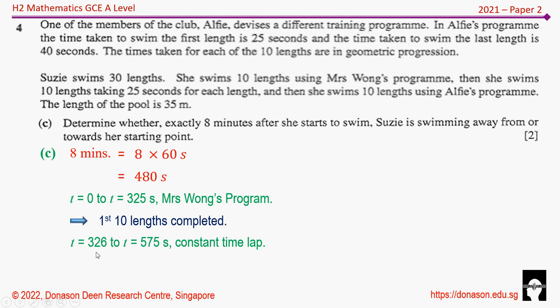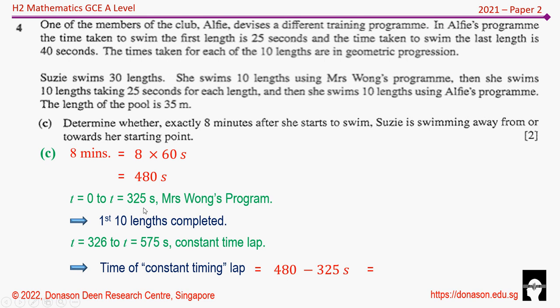After she finished Mrs. Wong's program, she is going to start swimming with a constant timing, 25 seconds per lap. Of course, if she were to do it for 10 lengths, she would go up to 575 seconds. But she did not go up to 575 seconds. She only went up to 480 seconds.